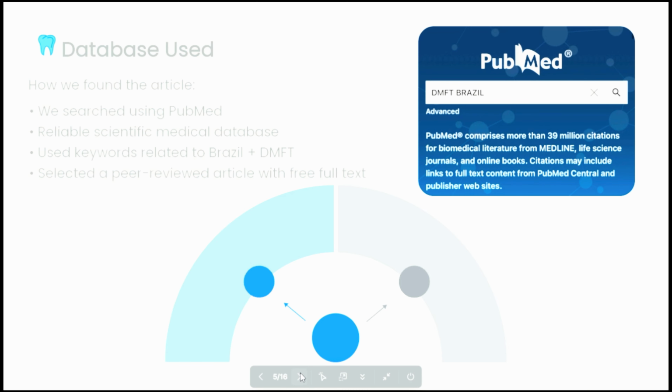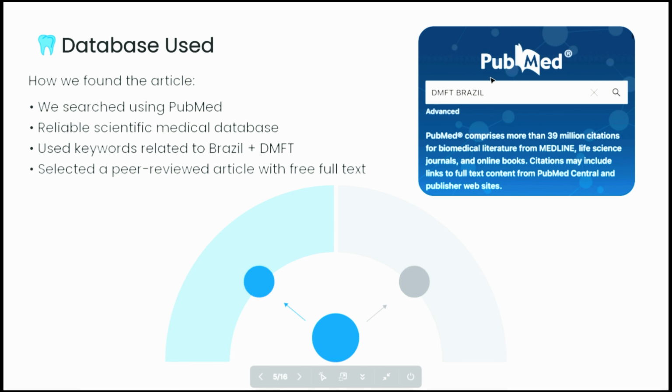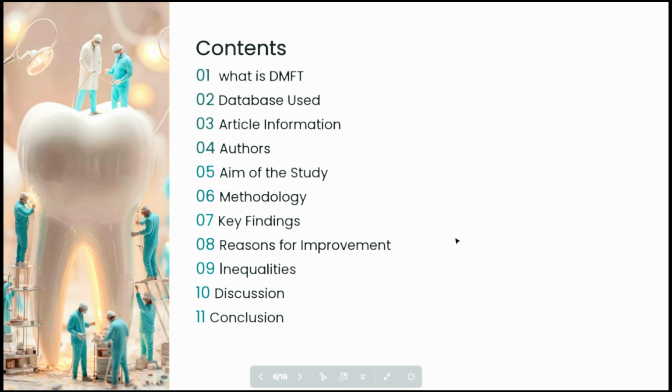For this assignment, we searched for a suitable research article using PubMed, which is a trusted medical and dental database. We focused on studies from Brazil that used the DMFT index, and we selected an article that examines DMFT specifically among 12-year-old school children, because this age group is commonly used to represent national oral health. In the next part of the assignment, we will talk about the article we selected, its purposes, how the study was done, and the main outcomes related to DMFT and Brazil.